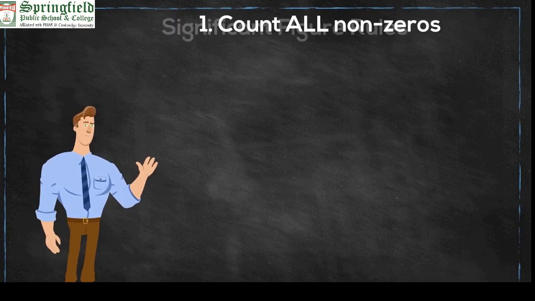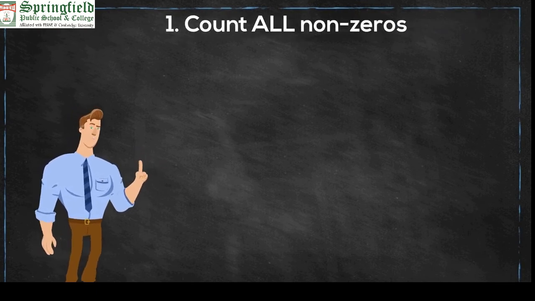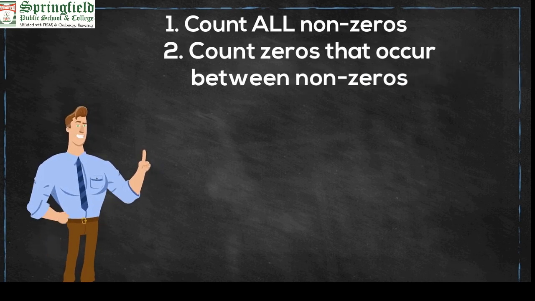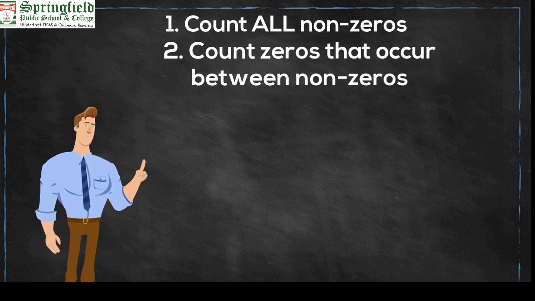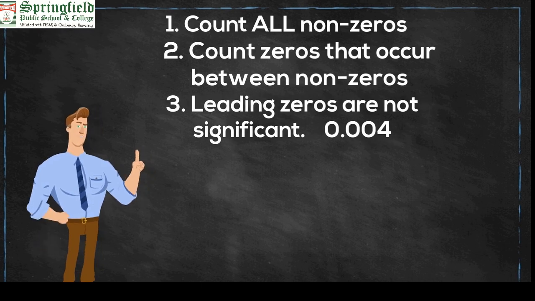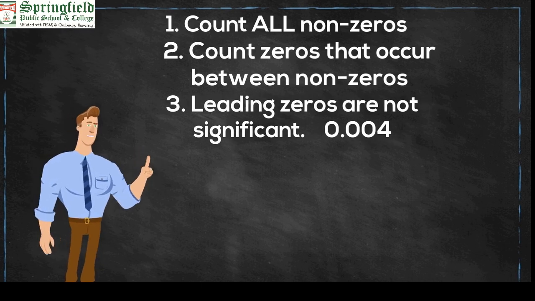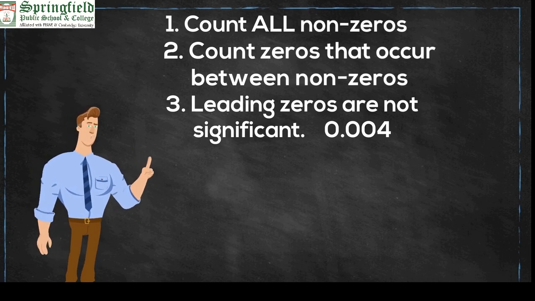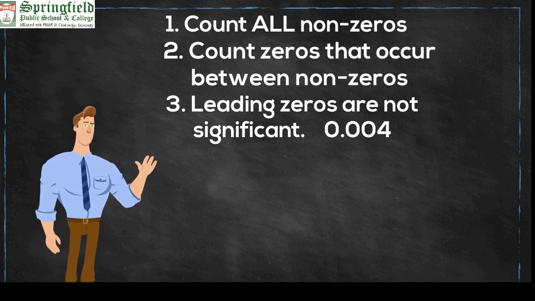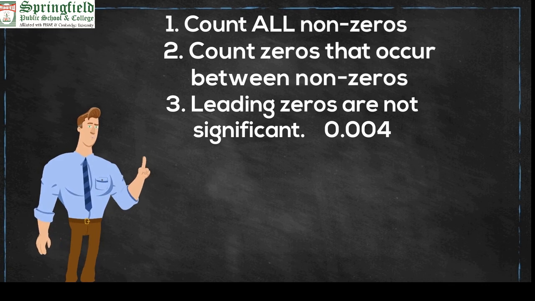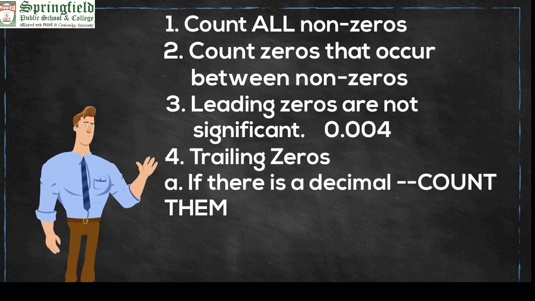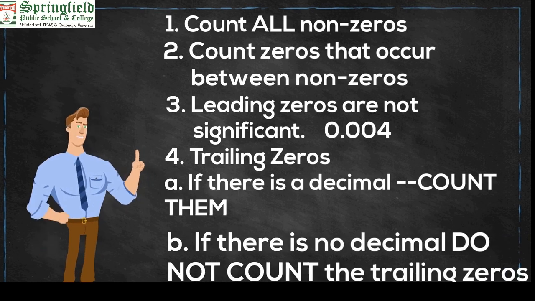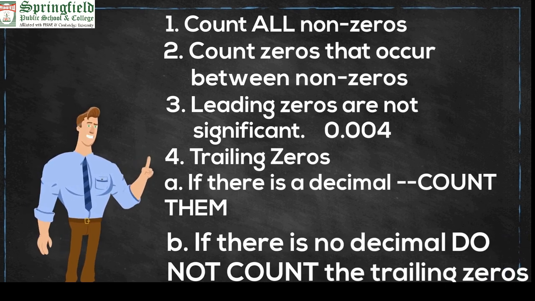First, count all non-zeros. Second, count zeros that occur between non-zeros. Third, and this trips up a lot of people, leading zeros are not significant. For example, in 0.004, you would only count the 4 as a significant figure. Trailing zeros: if there is a decimal, count them. If there is not a decimal, do not count the trailing zeros.